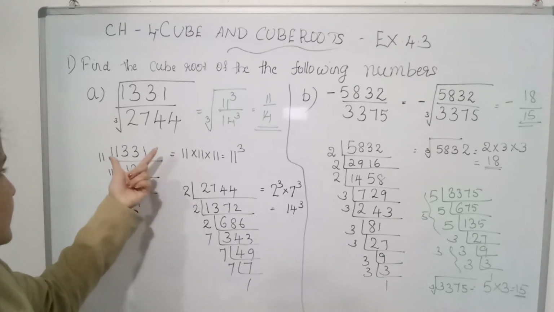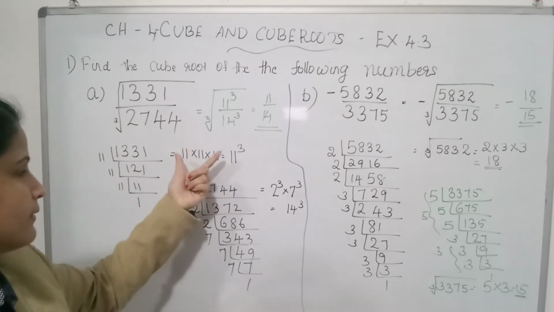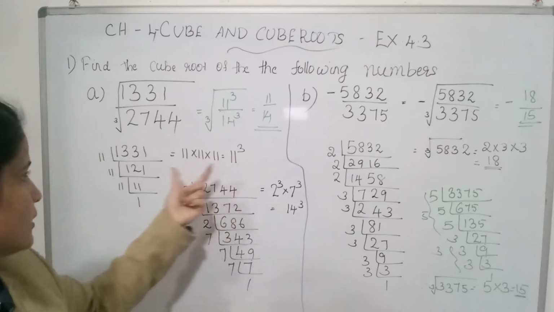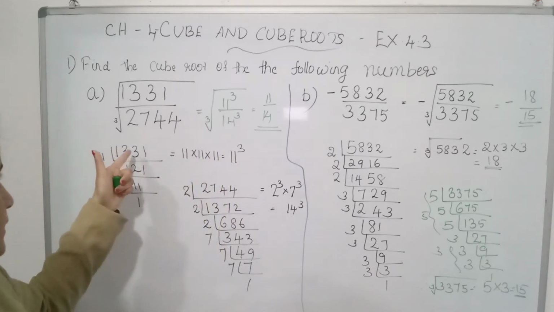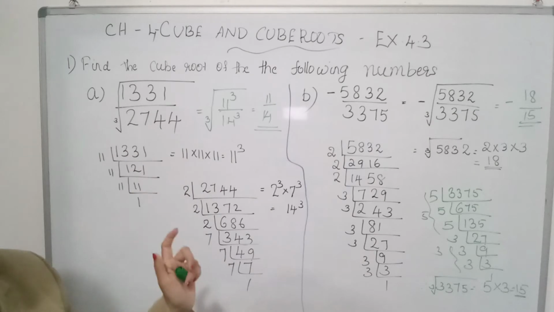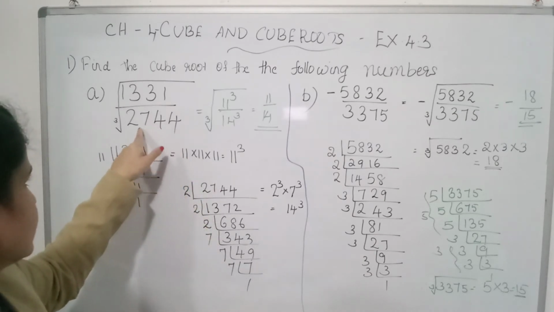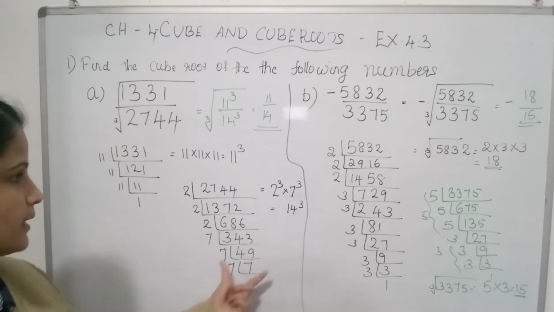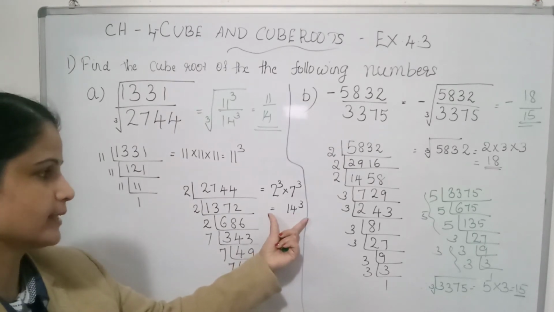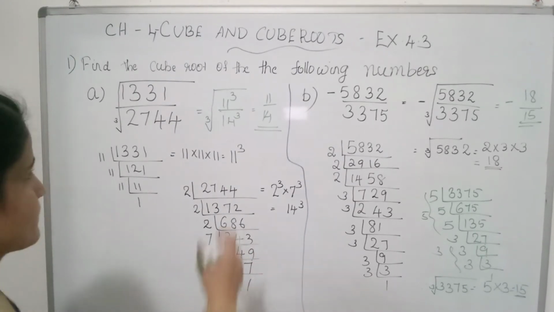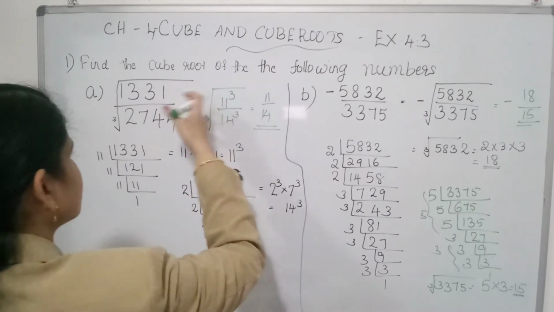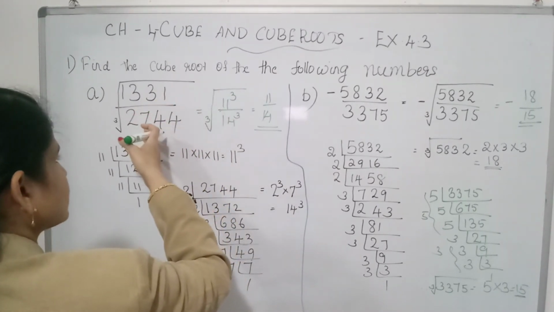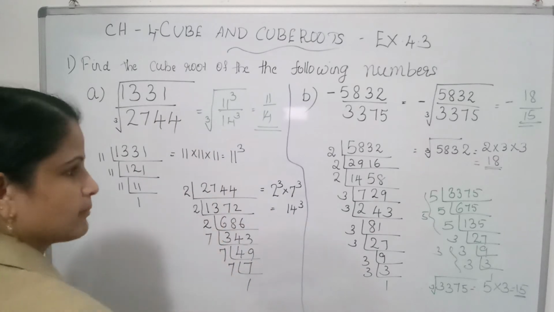So 1331 equals 11 into 11 into 11, it's 11 cube. So cube root of 1331 equals 11. Same way, 2744, if we use the prime factorization method, its cube root is 14. So substitute. Cube root of 1331 by 2744 equals 11 by 14.